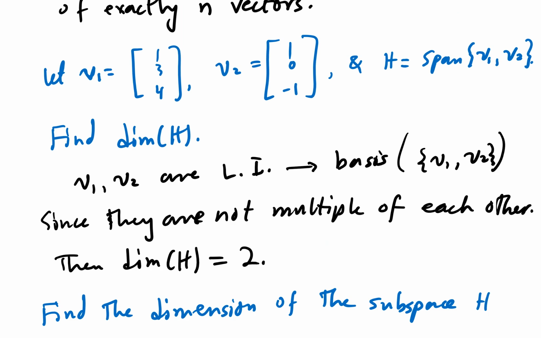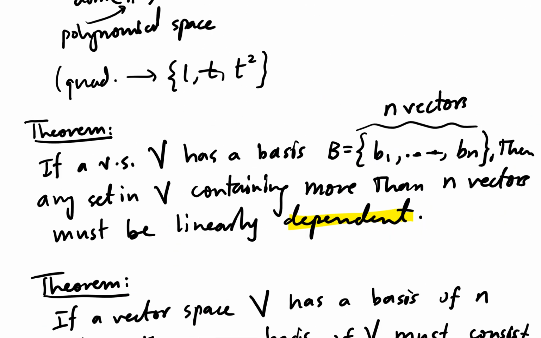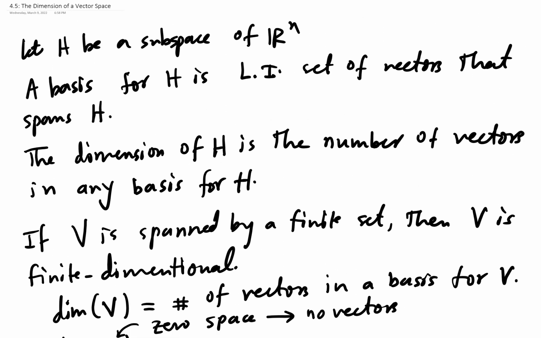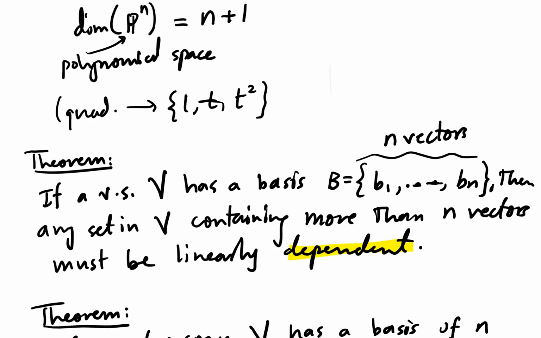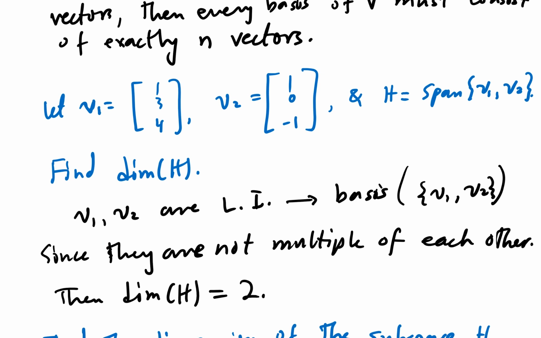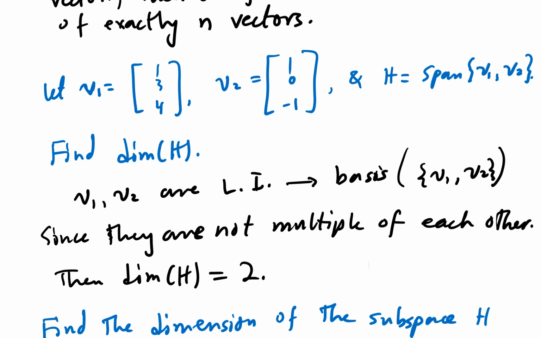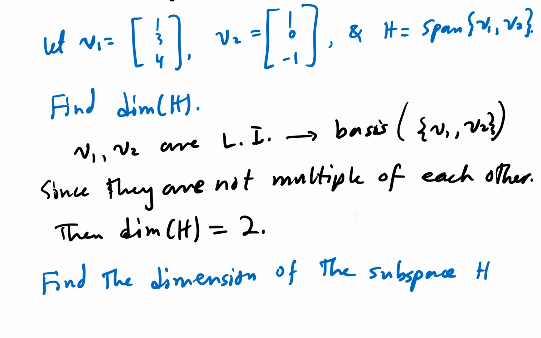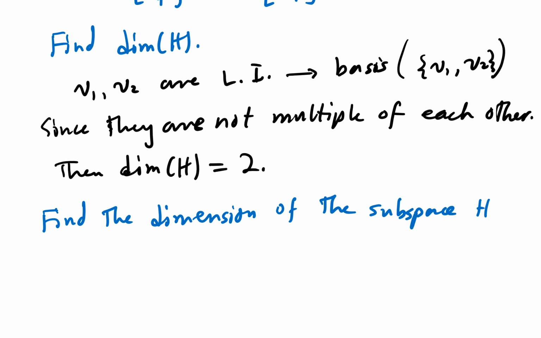So we defined, if we scroll back up, the dimension of a vector space, as you can see here, is the number of vectors in any basis, right? The dimension is the number of vectors in any basis. So here, I proved that these 2 vectors form a basis for the subspace H. And since there's only 2 vectors, that means the dimension is 2, because that's the number of vectors. Hope that explains it.